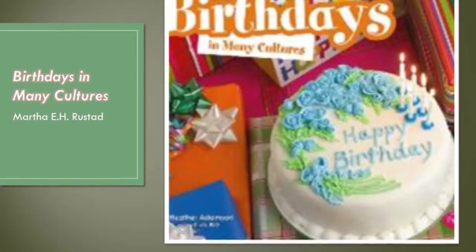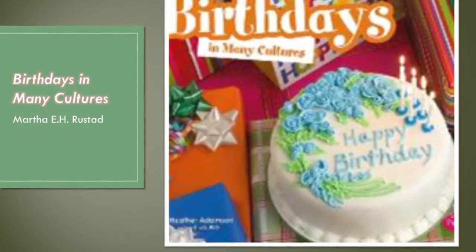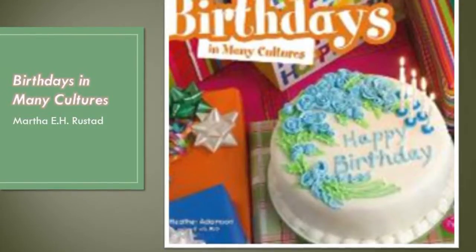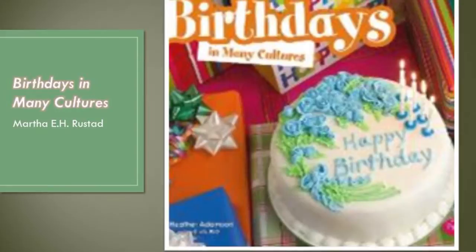The second book is called Birthdays in Many Cultures by Martha E. H. Rustad. The book provides the teacher and students information about birthdays around the world. The teacher can then use the different cultures to celebrate different students' birthdays.